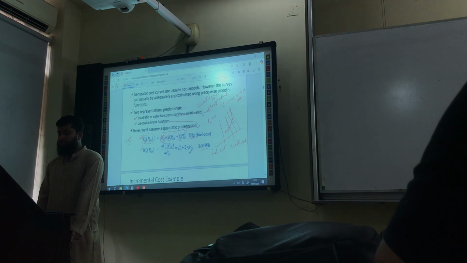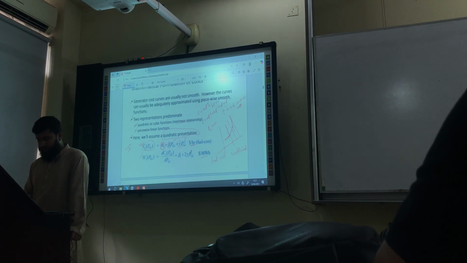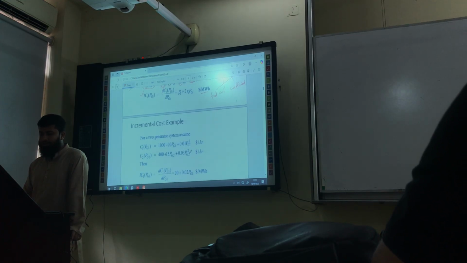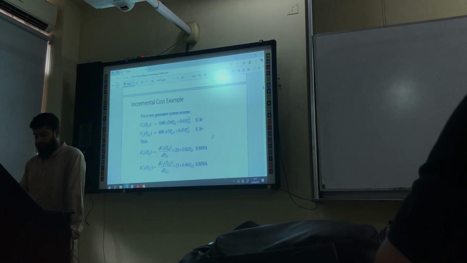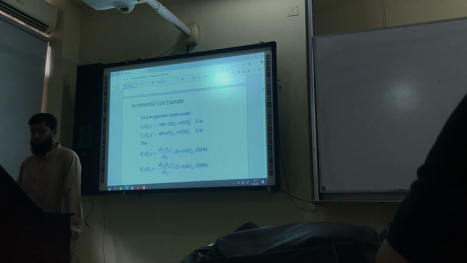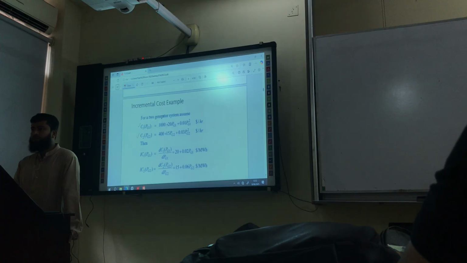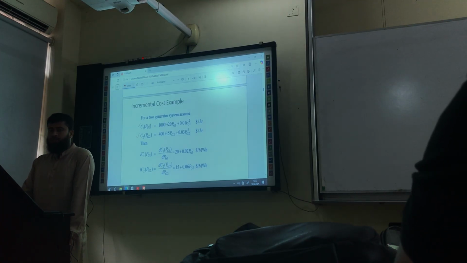So any other question up to now? No, right? Now with this concept, let's solve one simple problem. Okay, so this is a very simple one. For a 2 generator system, meaning in our system we have only 2 generators, these 2 are the fuel costs for these 2 generators. This is for generator 1, this is for generator 2. Obviously this C1 is a function of PG1, C2 is a function of PG2.